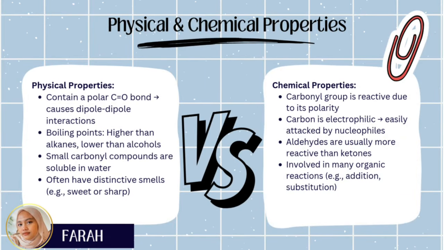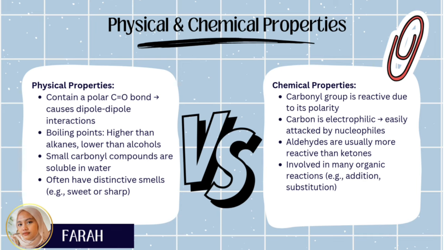Now let's look at their physical properties. Because the C=O bond is polar, carbonyl compounds have strong dipole-dipole interactions between their molecules. This gives them higher boiling points than hydrocarbons like alkanes, but still lower than alcohols because they don't form hydrogen bonds with each other. They also have distinctive smells. For example, aldehydes often smell sharp, while some ketones can smell sweet.